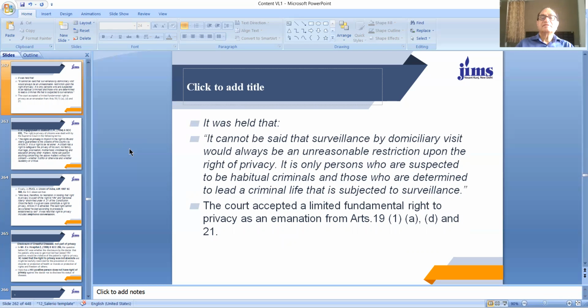It was held in this case that it cannot be said that surveillance by domiciliary visit would always be an unreasonable restriction upon the right of privacy. It is only persons who are suspected to be habitual criminals and those who are determined to lead a criminal life that is subject to surveillance. Supreme Court says that this surveillance or domiciliary visits are not always unreasonable. They may be reasonable in cases of habitual criminals. So court accepted a limited fundamental right to privacy as emanating from Article 19(1)(a), 19(1)(d) and Article 21. You have a fundamental right, but not an absolute one, not in all the cases.